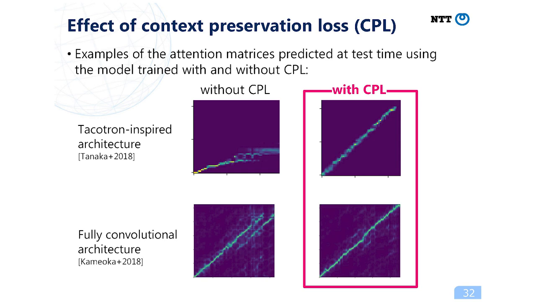This shows the effect of the context preservation loss. Without the context preservation loss, the attention predicted at test time using the trained model will be pretty unstable. But by incorporating this loss, we can get a more stabilized attention. In the VC task, the attention should be monotonic and continuous. As you can see in the right figures, the attention looks pretty diagonal, and you can see that it's working successfully.